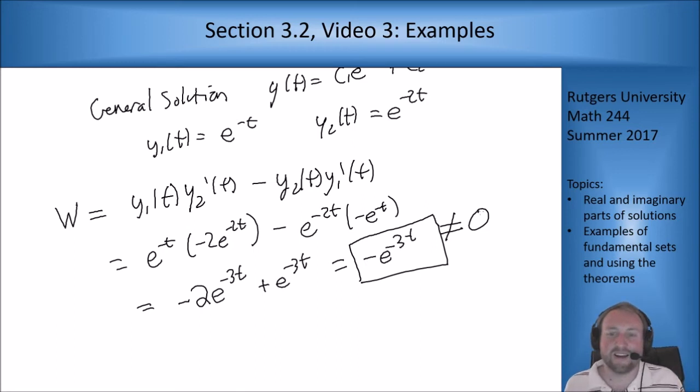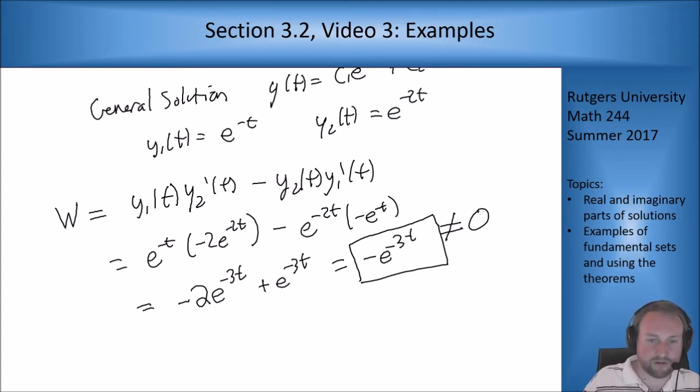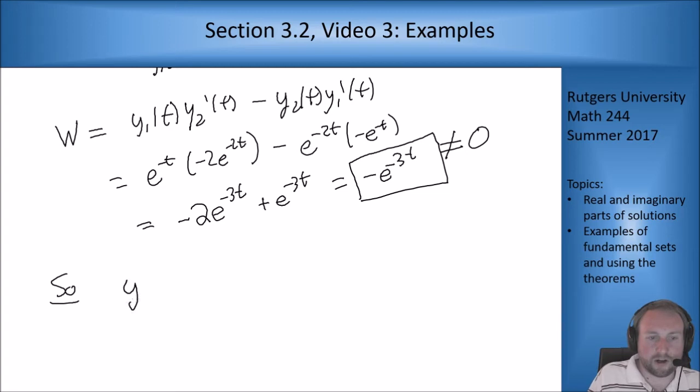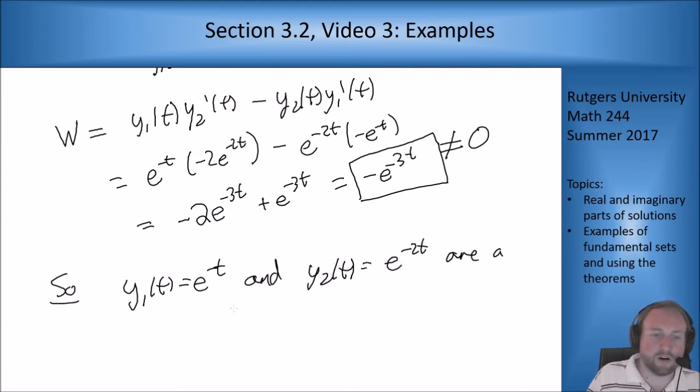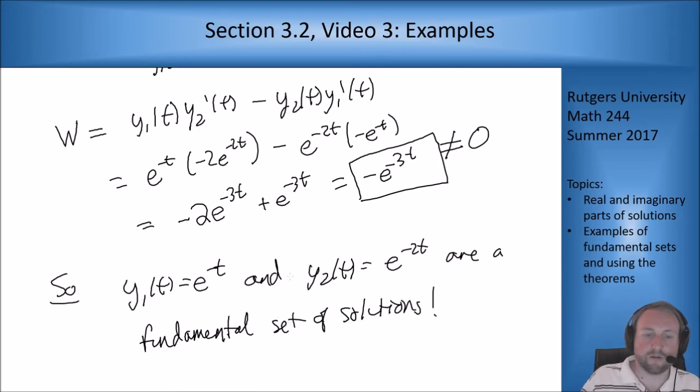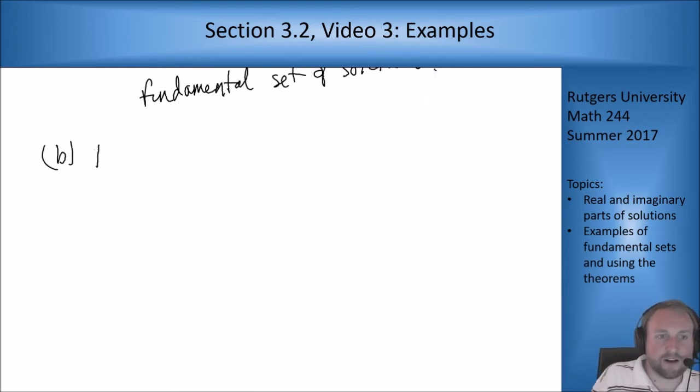So what that says is these guys are a fundamental set of solutions. Fantastic. So y1 of t equals e to the minus t, and y2 of t equals e to the minus 2t are a fundamental set of solutions. Cool.